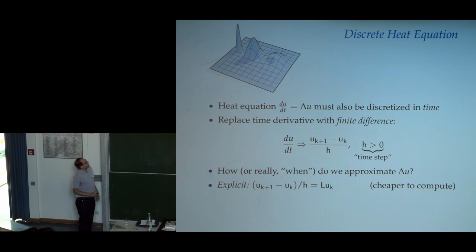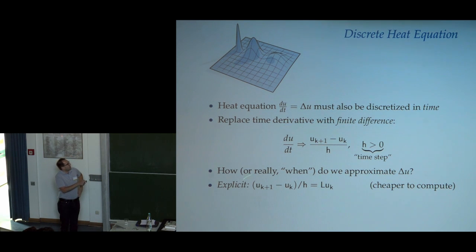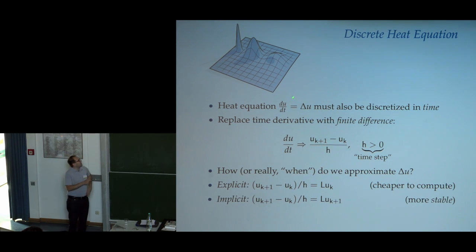The easiest thing to do is just to take this u and say that it's uk. It's u at time k. If I do this, I get a very easy formula to solve. If I want to solve for uk plus 1 here, all I have to do is move this stuff to the right-hand side, and I have my solution. Right? It turns out if you do this, it's not very stable. If you have an h that's too large, you blow it. It's much more stable to take u and discretize at time k plus 1.